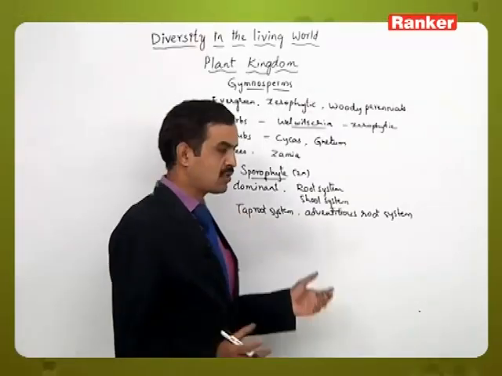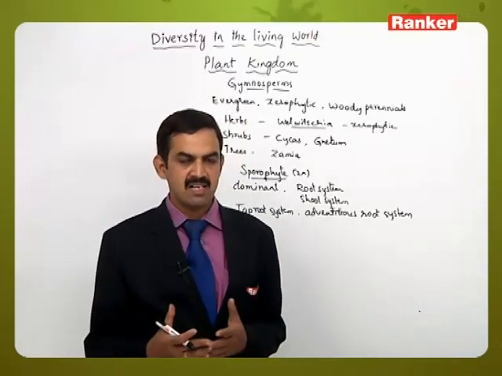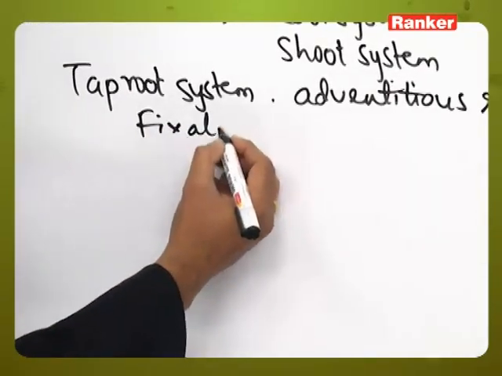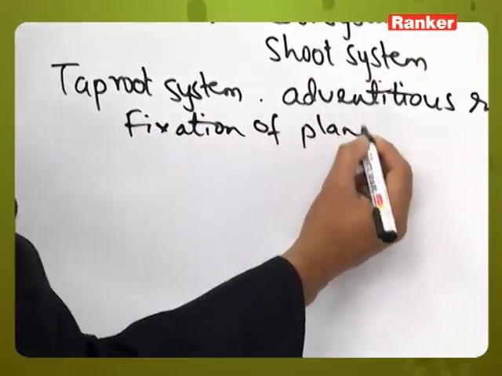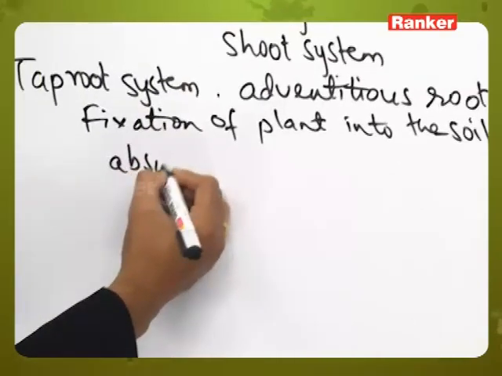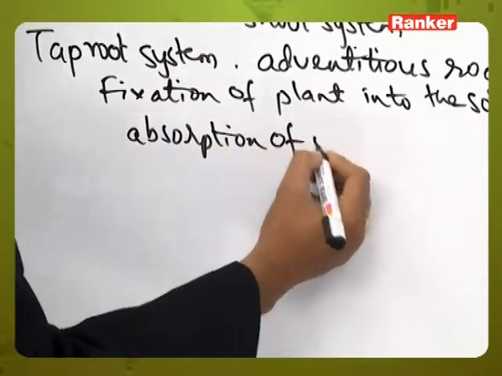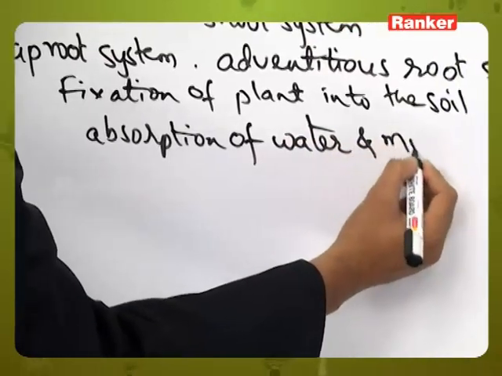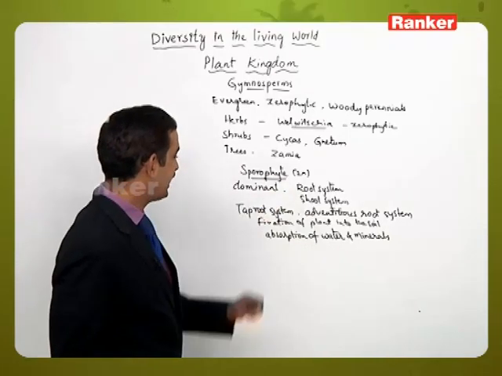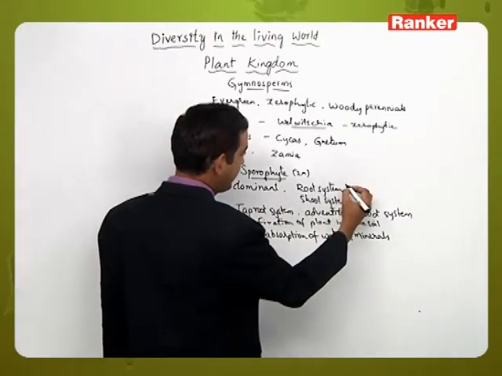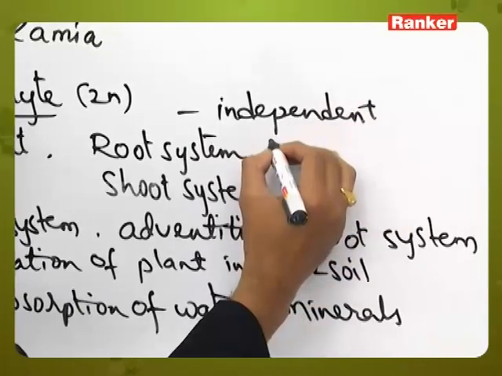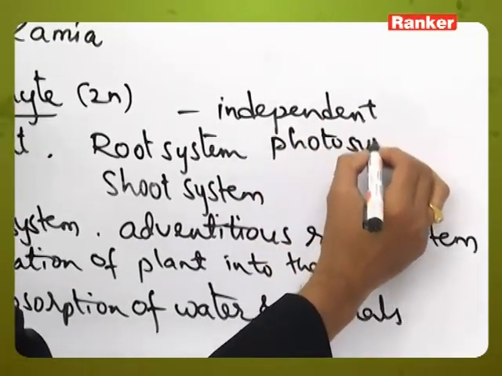What is the characteristic feature of the root system? As in other members, like angiosperms, here the root system is concerned with fixation of the plant into the soil and absorption of water and minerals from the soil. With the help of the water and minerals, the sporophyte plant performs photosynthesis. That's the reason why it is generally considered the independent and photosynthetic stage.